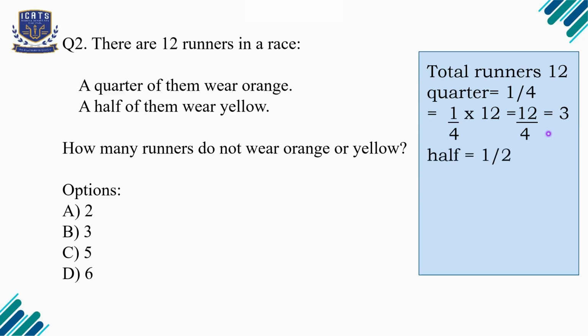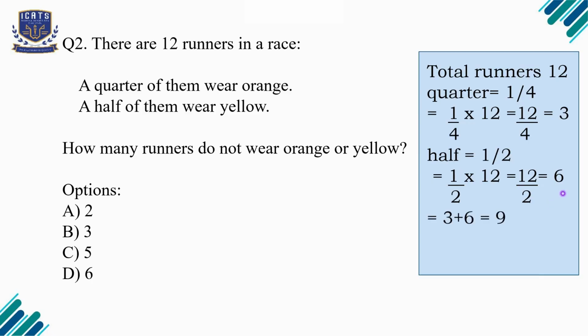Now half of them were yellow. So we will write 1 by 2, which is representing half. That will be multiplied by 12. 12 ones are 12 and 2 will be written as the denominator. 12 and 2 will be simplified on 2 because 12 and 2 come in the table of 2 only. So 2 sixes are 12 and 2 ones are 2. So 6 will be written over here. We don't write 1 in the denominator.